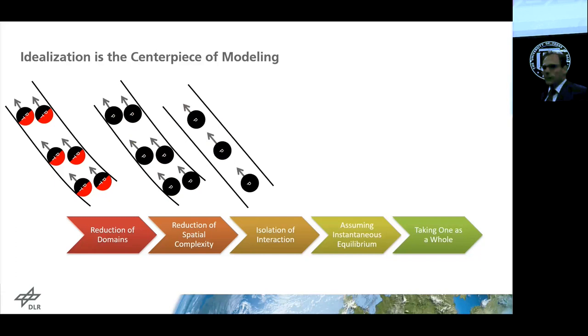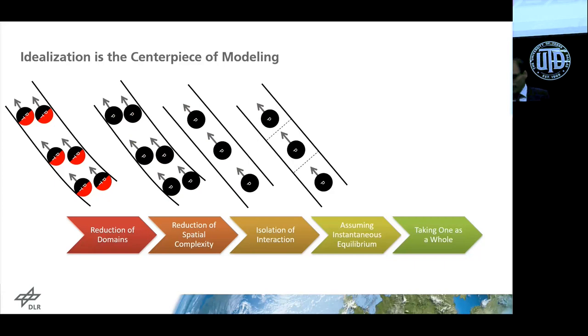Then you isolate the interaction. If you take the basic laws of physics, they basically tell us everything interacts with everything. But we then say, okay, it's okay if the neighboring elements interact with each other, or if I have an electric circuit, those which are wired together. So I isolate the interaction. These steps are mostly pretty harmless. The next two steps are the two critical ones.